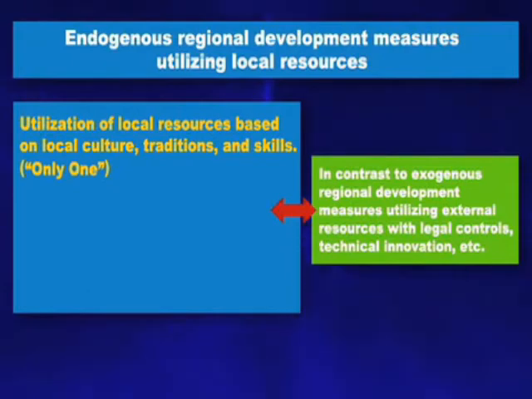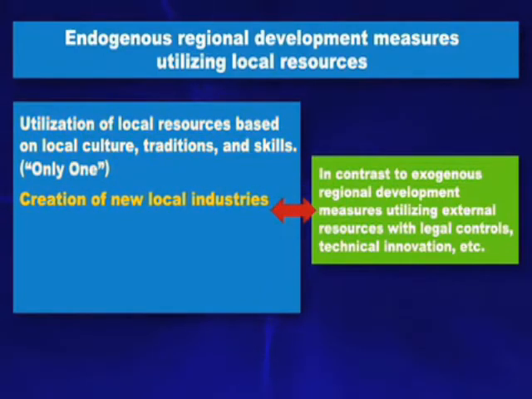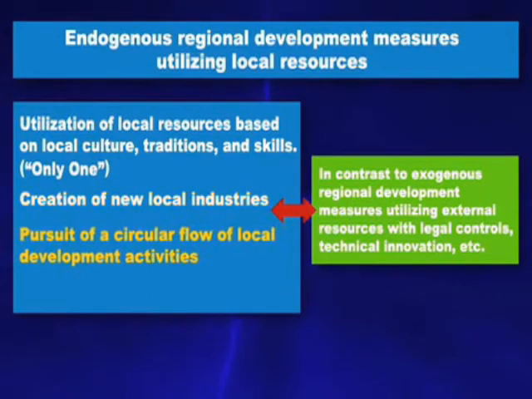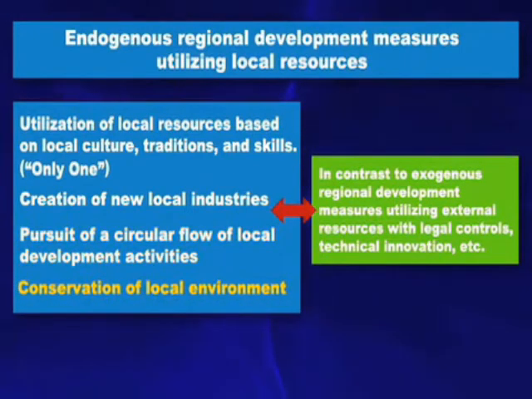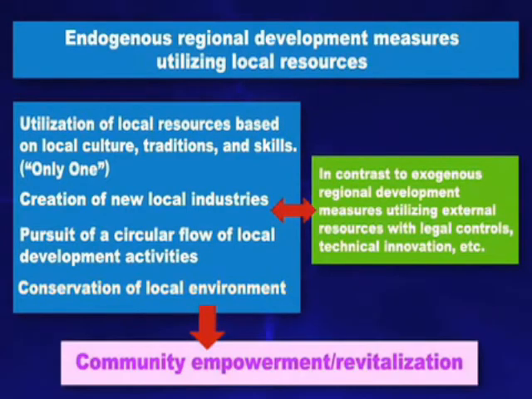Local residents who face the problems of population migration and community breakdown use the resources available locally. The local environment, culture, tradition, skills, history, and nature. They create or regenerate new local industries. They aim for cycles of regional economic activity. They also maintain and restore the local environment. And they work to develop the region.